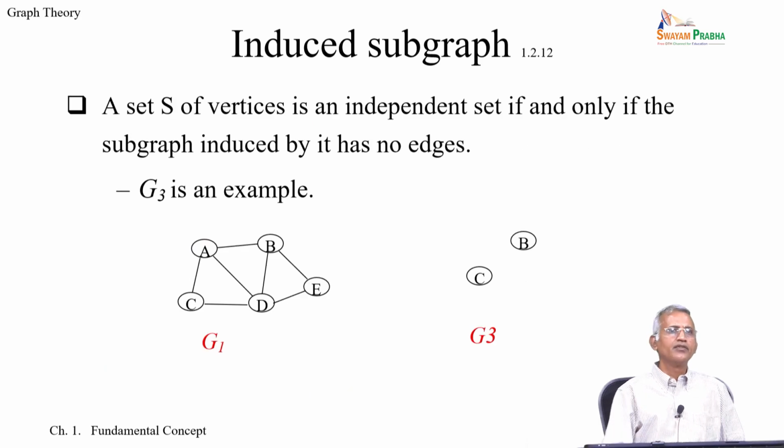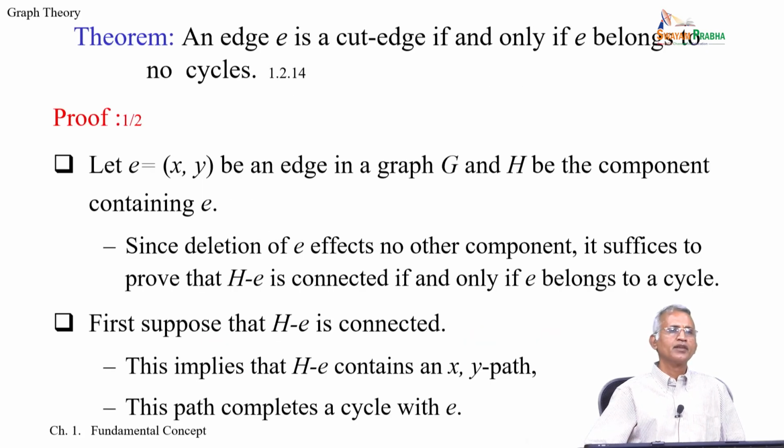Next, induced subgraph. A set of vertices is an independent set if and only if the subgraph induced by it has no edges. So, here G1 and G3: G3 is taken from G1, but no edge is connected among these vertices, therefore it is induced. Next, based on this, the theorem: an edge e is a cut edge if and only if e belongs to no cycle. The proof is very simple. Take an edge e equal to x comma y of the graph, H is a component containing e, and deleting e affects no other component.